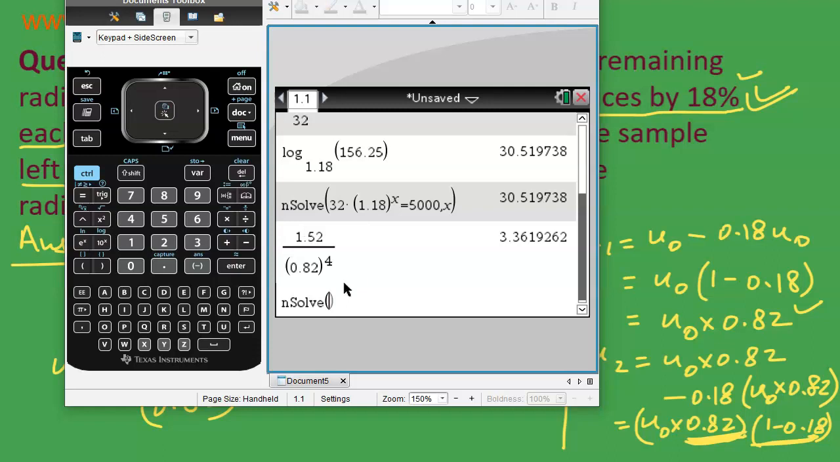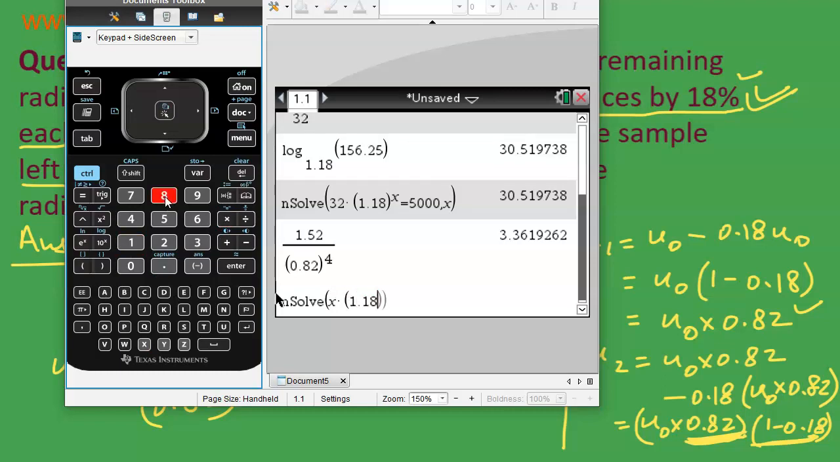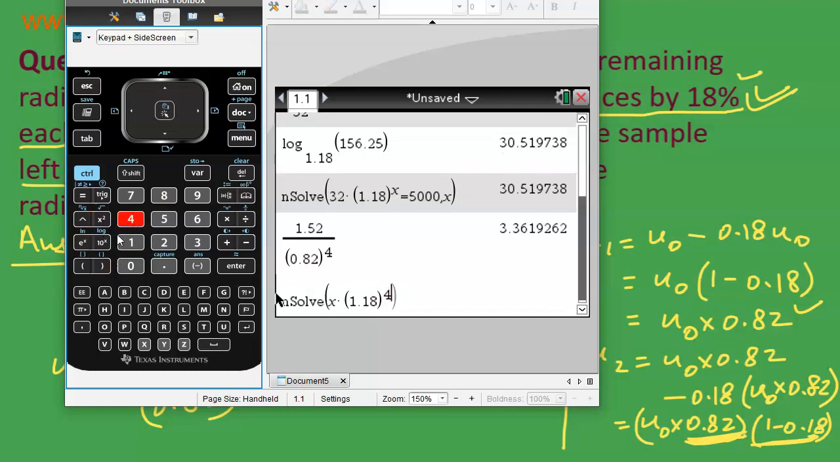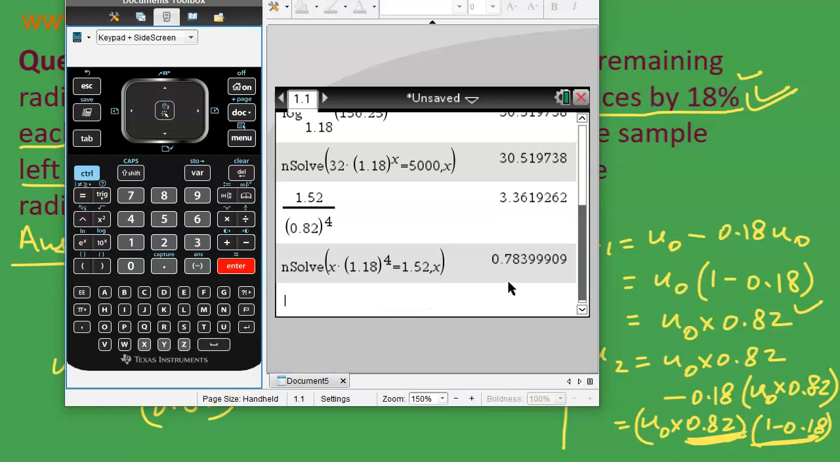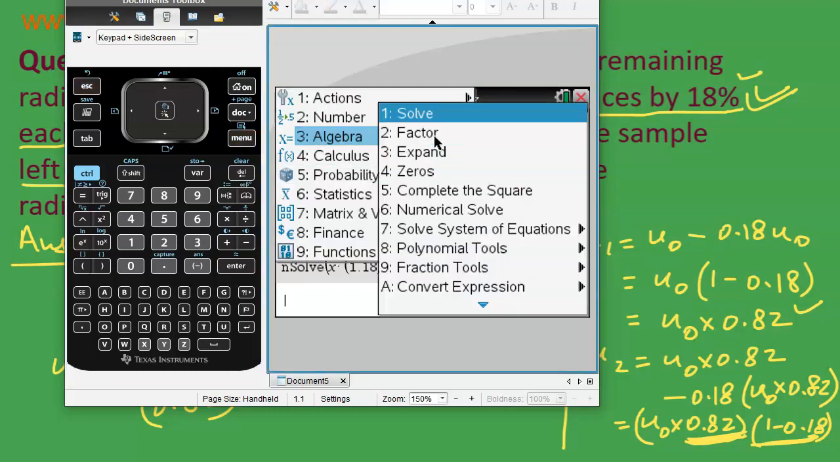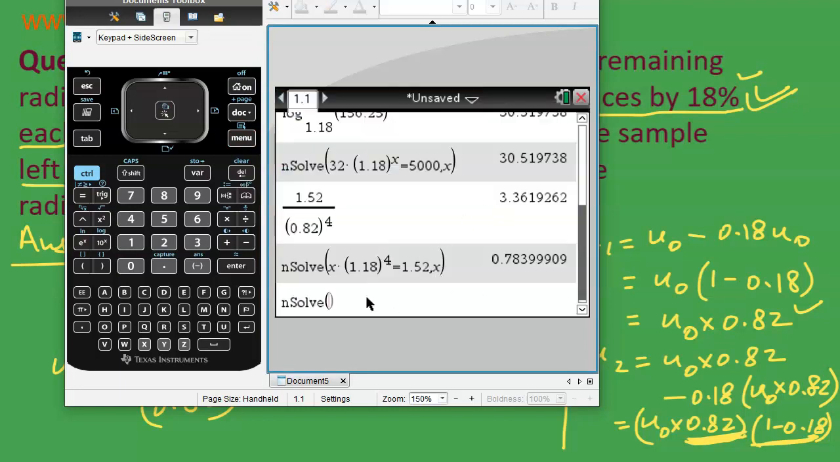And what was the equation? It was U0, let me take that to be equal to X. X times 1.18 to the power of 4 is equal to 1.52. And now we have to declare the variable. It is X, so I have declared that variable and I try to get the value. Sorry, what did I do? Oh, very sorry. I have taken the 1.18 from the previous question. Let us do the NSolve again this time. I have to do it correctly.